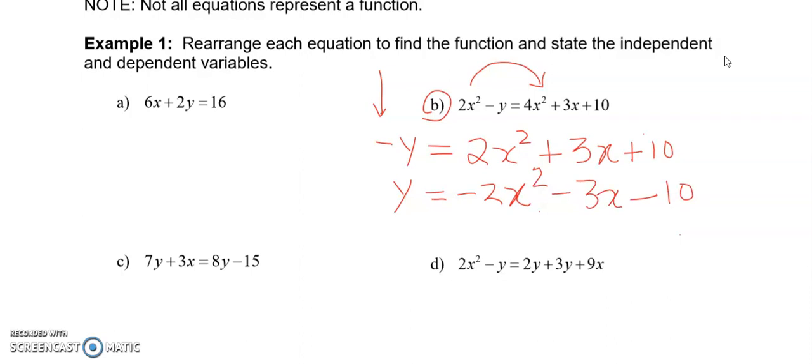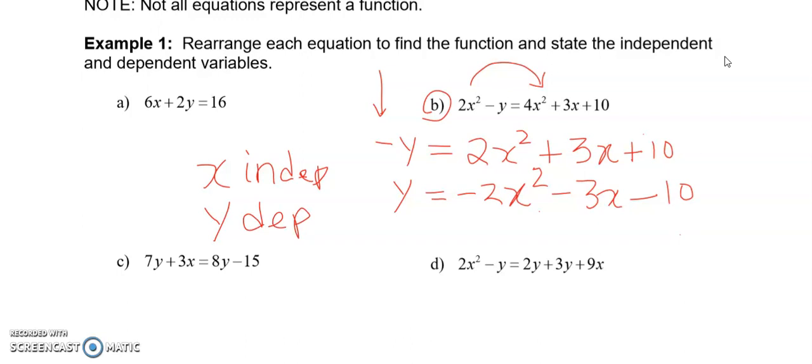All right, that is definitely a function. In fact, we say that this relation is a function of x because x, let me just write it over here, x is the independent variable. All right, now y, because the y is written by itself on the left-hand side, y is what we call the dependent variable. Okay, pretty good.